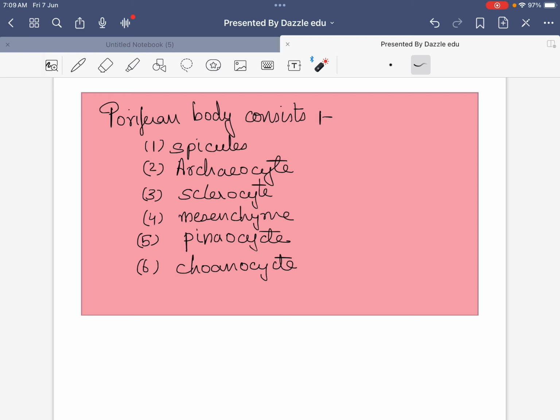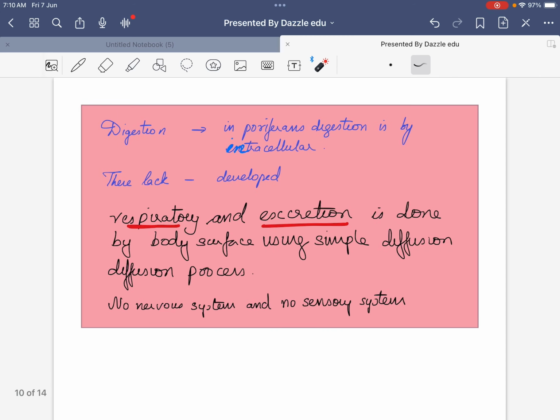Now, poriferans also consist of the spicule, archaeocyte, the important cells, and sclerocyte for secretion, mesenchymal cells, pinacocyte, the outer layer, and choanocyte. The major unique feature: choanocytes are formed from the choanoderm. Digestion in poriferans is intracellular. They lack development of other physiological processes such as circulation. Circulation is just done by wandering amoebocytes, and respiration is quickly done through the simple process of diffusion through the body surface. Excretion is also by diffusion through the body surface, and the main excretory product is ammonia, since they are aquatic.